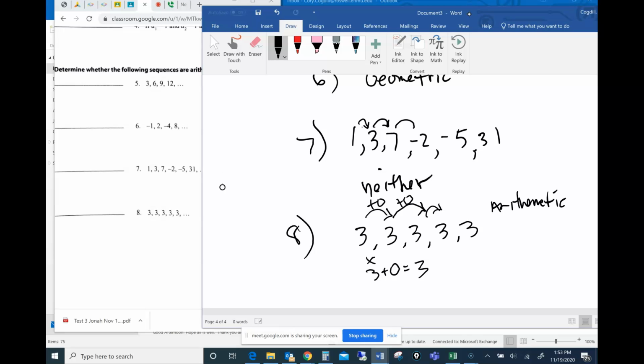Or we can multiply each one by 1. Multiply by 1, and it would be geometric. So since it could be both, that's why the answer is both.